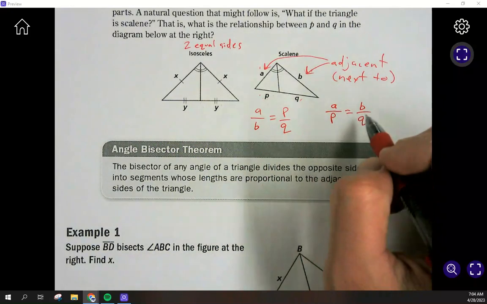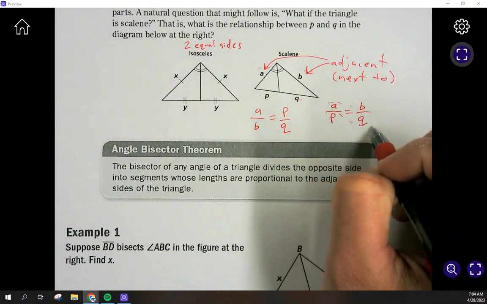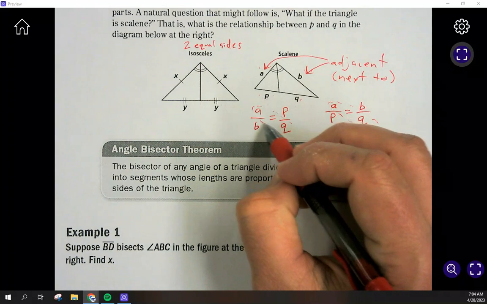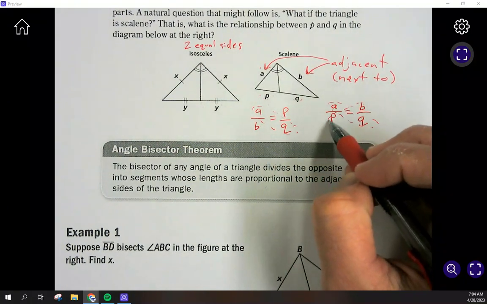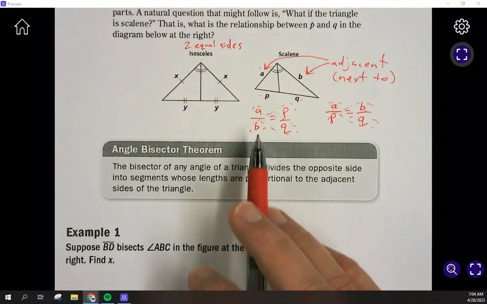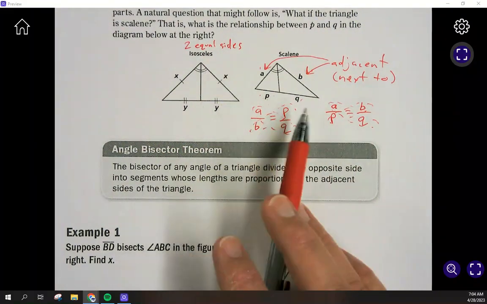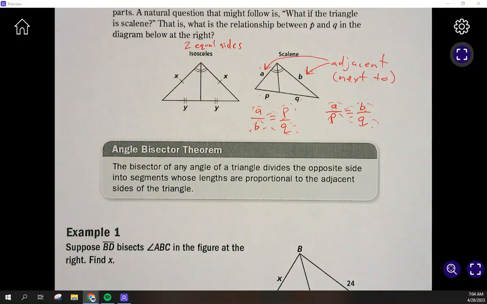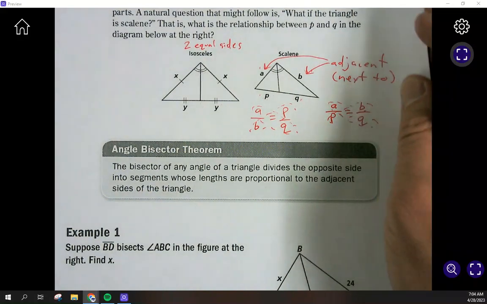And notice when I cross multiply here, it's A times Q. Over here, it's A times Q. It's P times B. It's P times B. So I haven't changed the cross multiplication. Therefore, this is going to give me the same result. So this is nice and easy to use here.